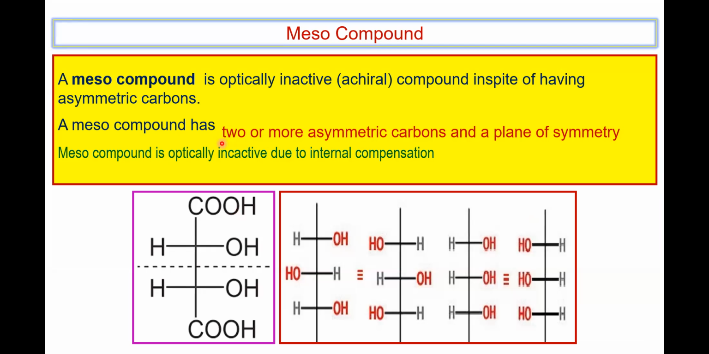So what is a meso compound? Some compounds have chiral centers, but still they are optically inactive. Such compounds are called meso compounds, that is, optically inactive compounds in spite of having asymmetric carbons. This is due to the presence of either a plane of symmetry or a center of symmetry. Look here, plane of symmetry. So these compounds are meso compounds.